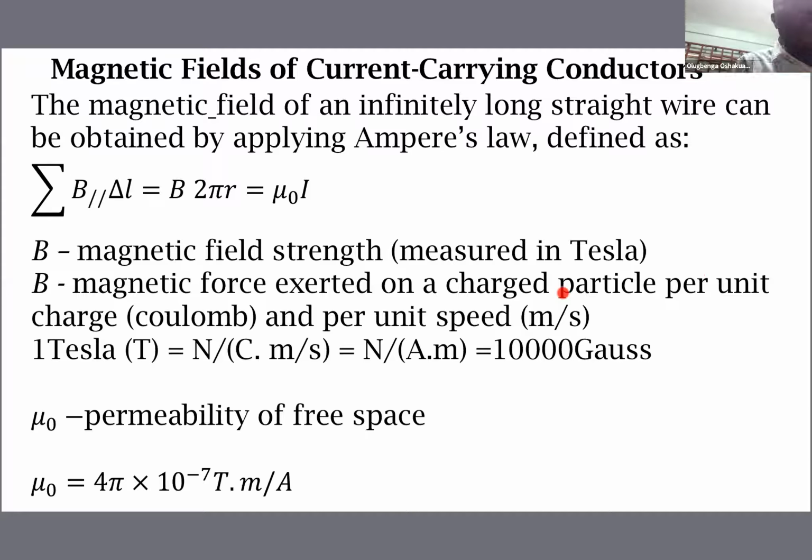per unit coulomb, magnetic force exerted on the charged particle per unit charge, which is in coulomb, per unit second. So that is per unit speed rather, which will be seen very shortly. The relationship between Tesla and Gauss is that 1 Tesla is 10 raised to the power 4 Gauss, and the mu naught we have here is the permeability of free space, defined as 4 pi times 10 raised to the power minus 7 Tesla meter per ampere.